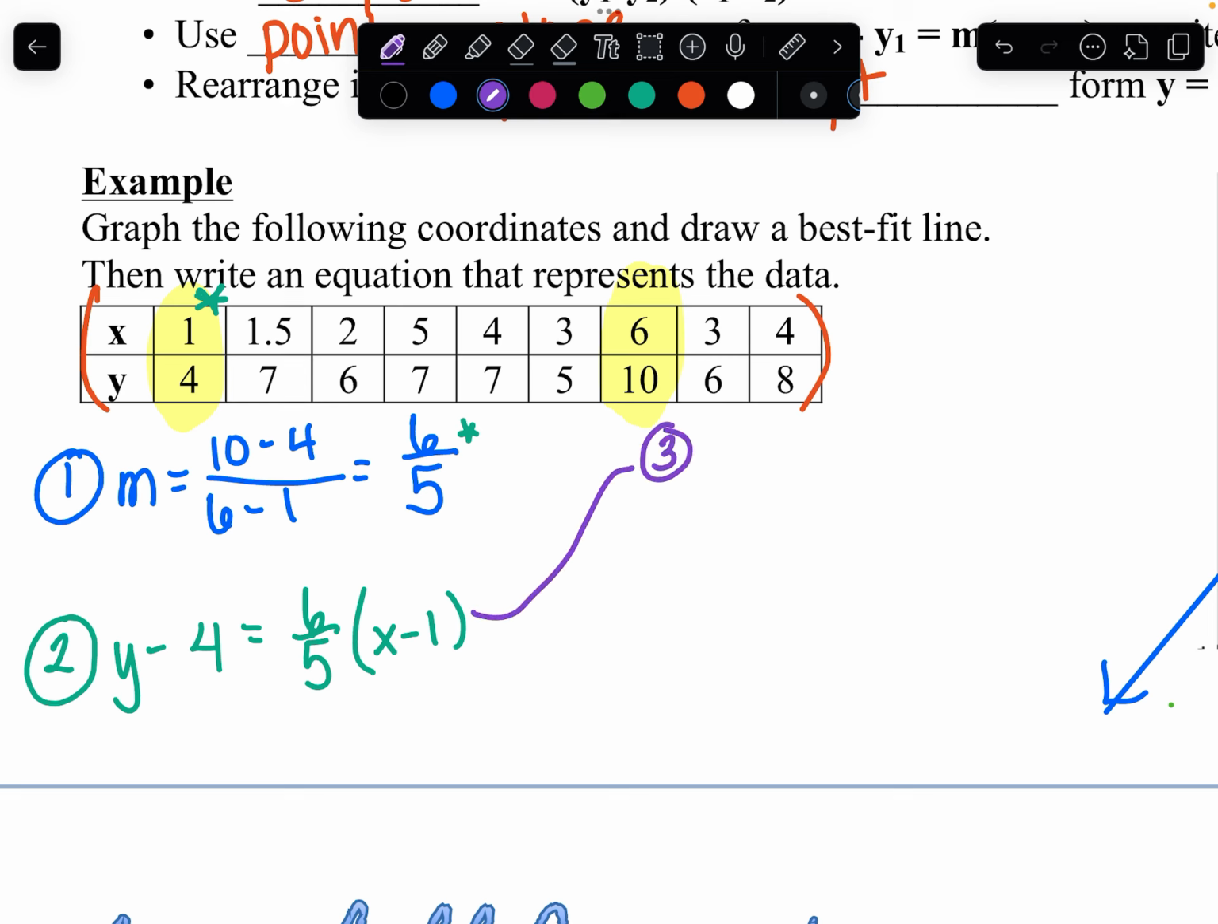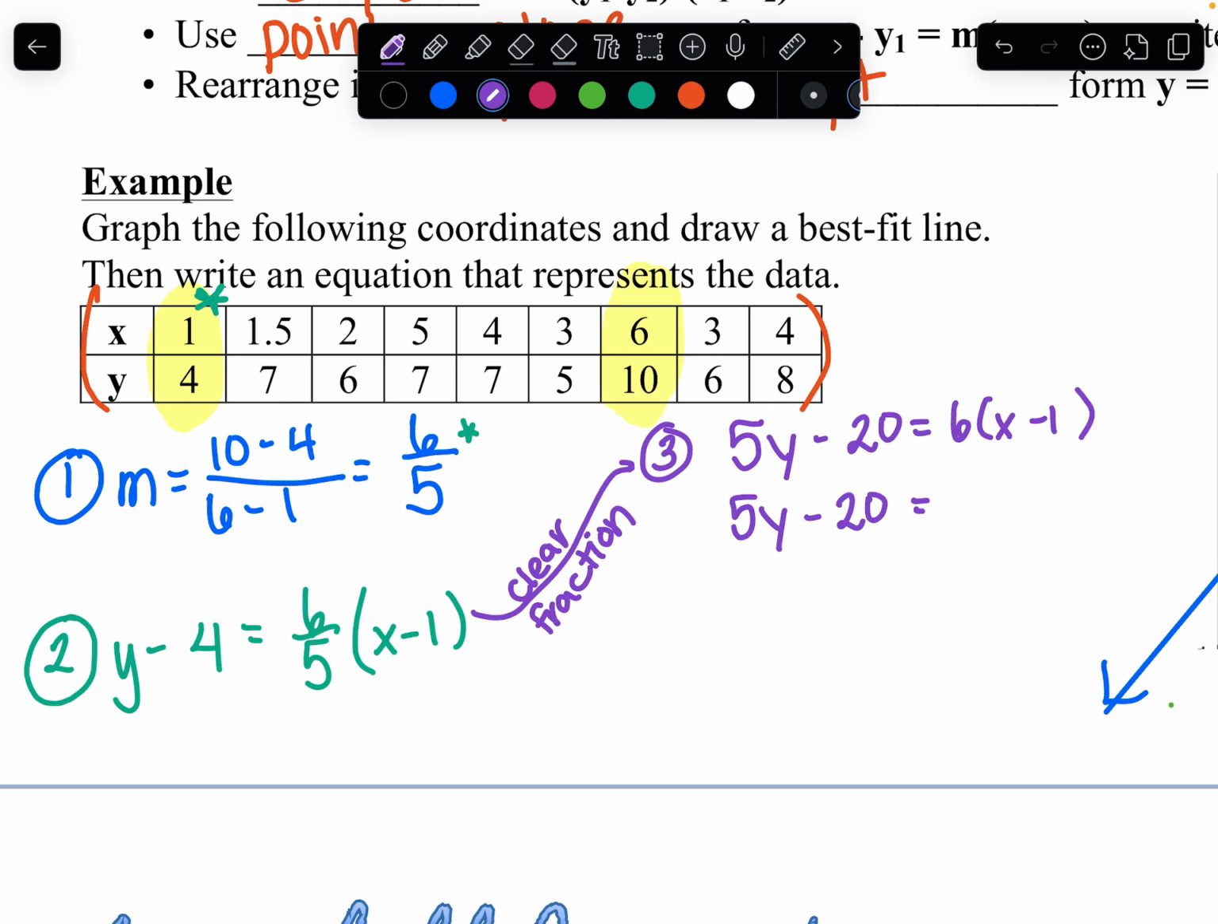I'm going to clear my fraction in the process. So that means I'm going to multiply everything by 5. Now, we might not always have to do this, but because we have a funky fraction, I'm going to clear it out. So I'm going to multiply everything by 5 to get 5y minus 20 equals 6 times x minus 1. You could probably have also distributed this at this point. And so we get 5y minus 20 equals 6x minus 6.